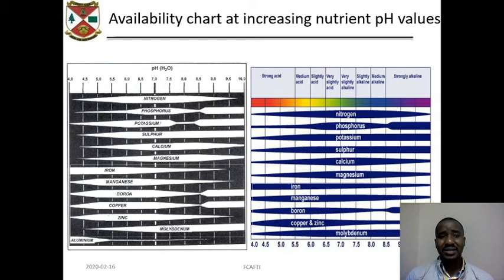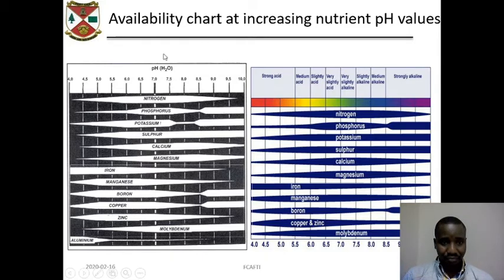Now I want us to look at this availability chart of nutrients against pH. The black and white one, this one, was produced here in South Africa by Sedara in KwaZulu-Natal using pH. We talked about pH. We said that most soil science labs here in South Africa use two methods. The first one is pH water, and the other one is pH potassium chloride.